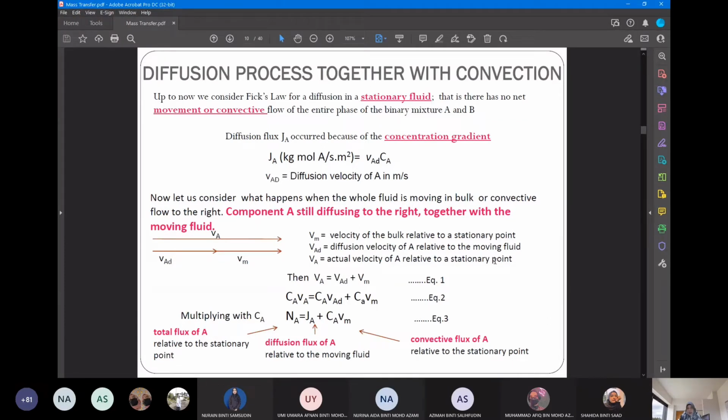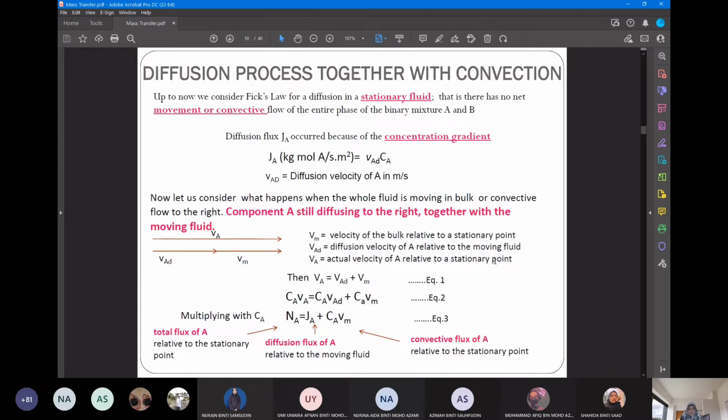Okay, so that represents the actual velocity relative to a stationary point. Definitely, they say your car is fast. Because they are sitting still, your car is moving very fast. So the velocity that they take for your car represents the actual velocity.